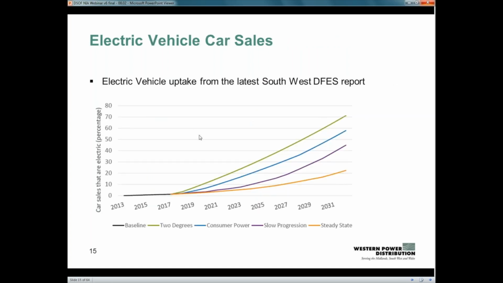So starting with electric vehicles, we've got car sales here. Currently only about 1% of cars sold are electric vehicles, so that's plug-in hybrid or full electric. Under our 4 future energy scenarios, which are the National Grid 2017 FES scenarios, because we lag a year behind with our analysis, this is forecast to grow to about 20% under the low growth steady state scenario and just over 70% under the high growth 2 degrees scenario.